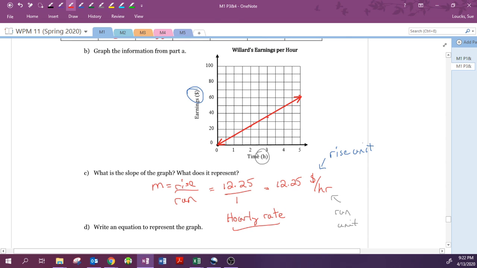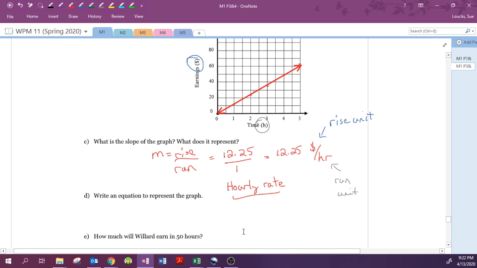Okay, and I would have got the same number if I had taken other points as well. Any 2 points, I would get the same answer. Write an equation to represent the graph. So I can say that the money equals 12.25 times the number of hours.